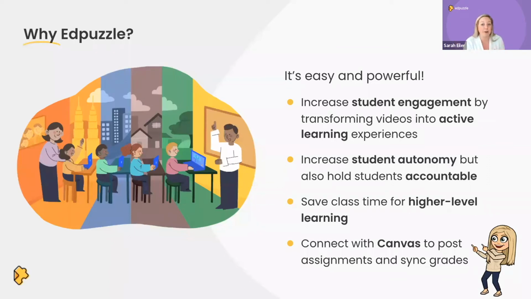Speaking of doing it at their own pace, we even have a feature now where you can do it at the class's pace. So if you traditionally do a read aloud in your classroom, you can still do that as a whole class instruction using our Edpuzzle live mode. You can save class time for higher level learning, and you can connect with Canvas to post your assignments and sync your grades. So I will show you the steps for connecting with Canvas as well today.